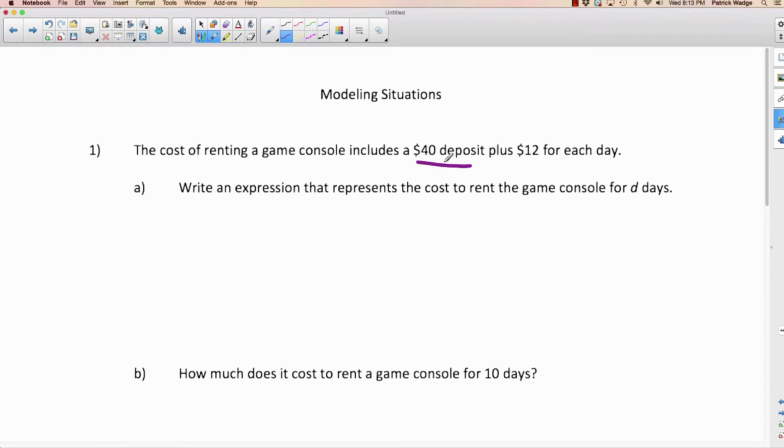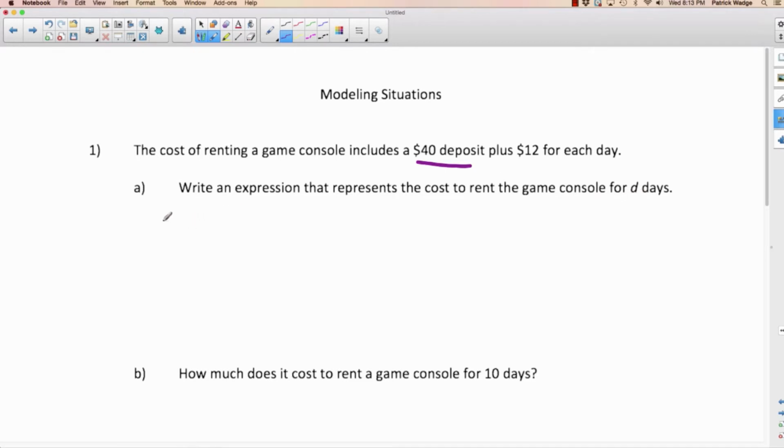If you take it out for 1 day, you pay $40 plus $12 for every day. If you take it out for 50 days, you pay $40 plus $12 per day. You don't pay $40 every day. That's just a one-time fee, right? So what we want to do is write an expression that represents the cost to rent the game console for D days, for any number of days, basically.